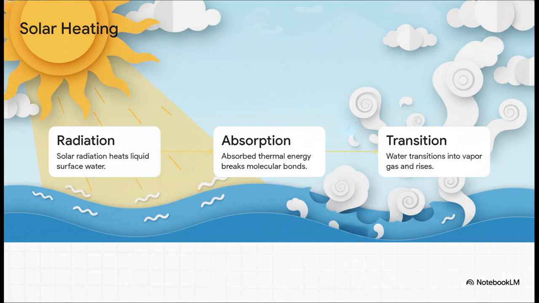That intense solar radiation heats up the liquid surface water on Earth, and that absorbed thermal energy is so incredibly powerful, it literally breaks the molecular bonds holding the liquid water together. Once those bonds snap, the water goes through a massive phase transition. It transforms from a liquid into a vapor gas. And because it's now a gas, it naturally just begins to rise right up into the atmosphere.